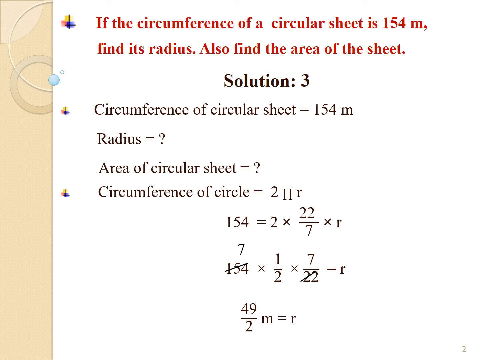Students, now let us multiply numerator 7 by numerator 7 and keep denominator 2 as it is. Thus, multiplying 7 by 7 and keeping denominator 2 as it is, we get 49 upon 2. Thus, radius of circular sheet is 49 upon 2 meters.